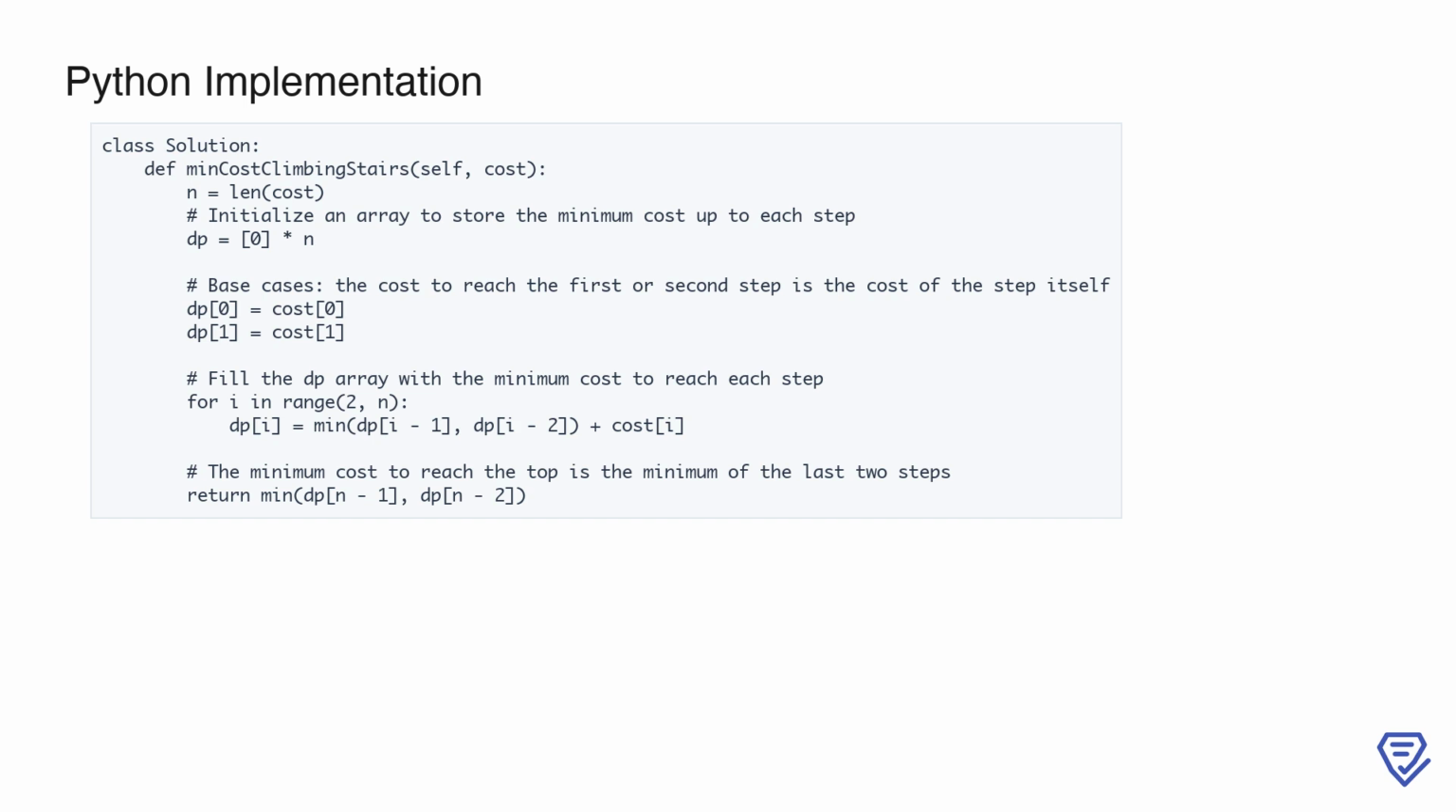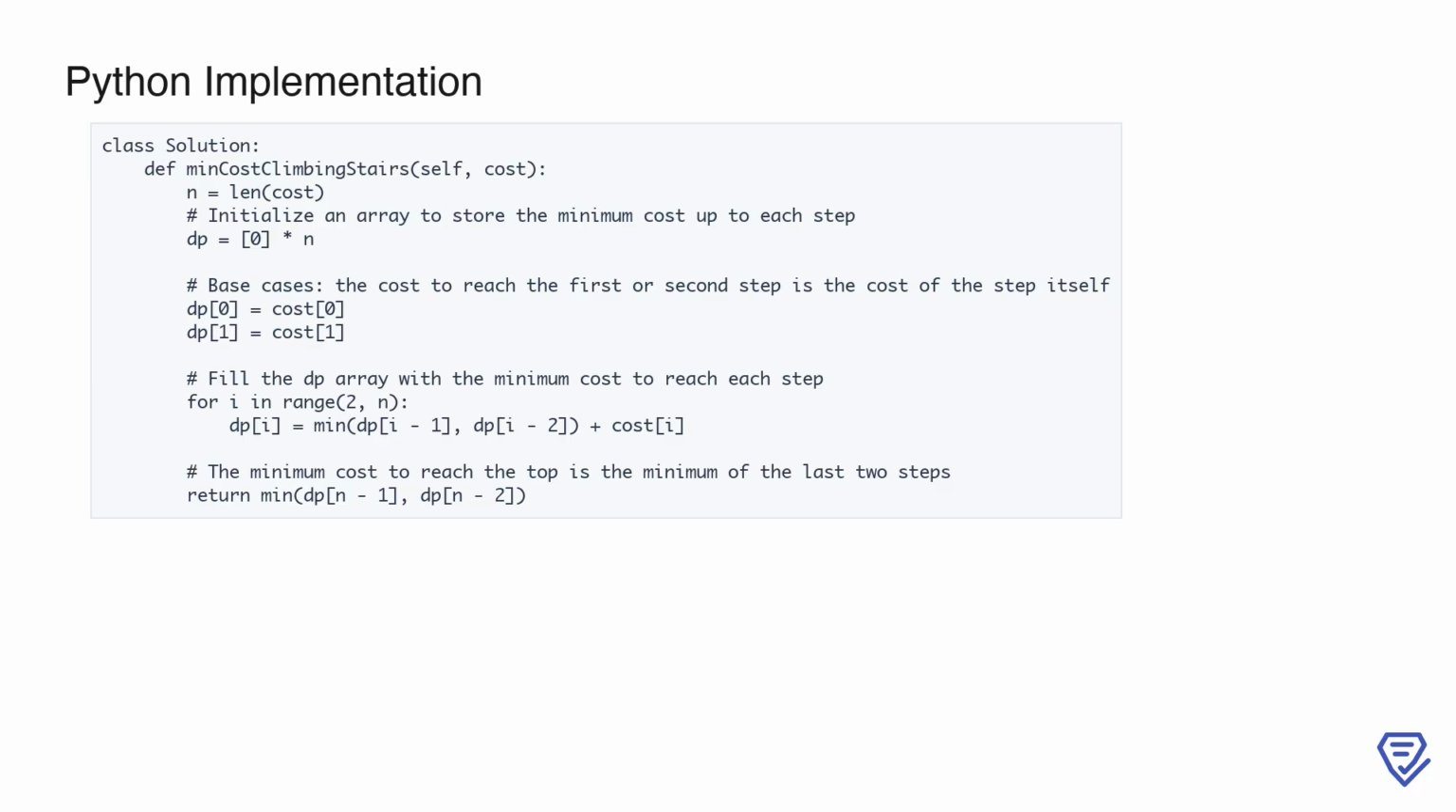The loop from index 2 to n-1 calculates the minimum cost to reach each subsequent step. At each step i, the cost is determined by adding the cost of the current step, cost[i], to the minimum of the costs required to reach the previous step, dp[i-1], or the step before that, dp[i-2]. This ensures that the solution accounts for taking either 1 or 2 steps at a time.